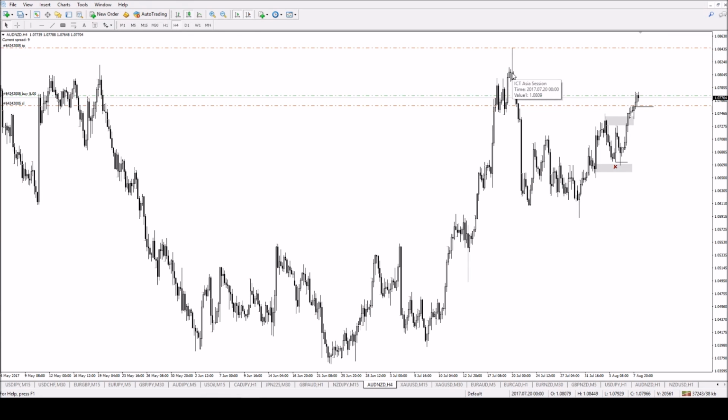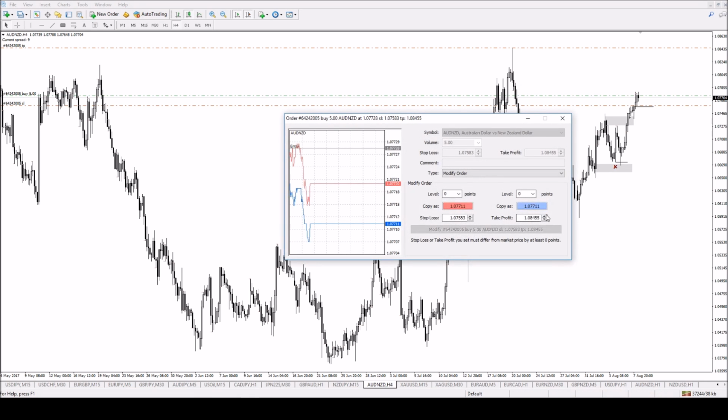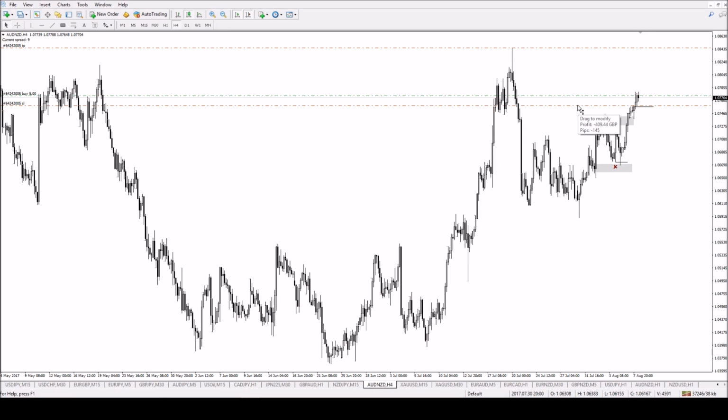So the high is 1.08449, 45. Yep. So risking 14, call it 15 ticks, to make 72, call it 70 ticks. So that's about 1 to just under 5 or so. That's not too bad.